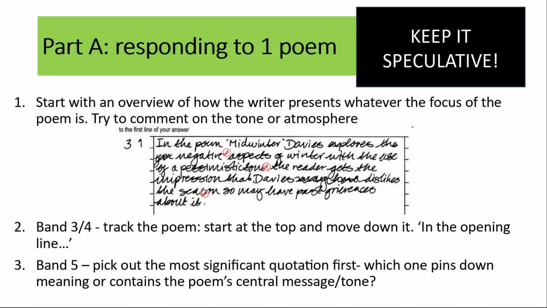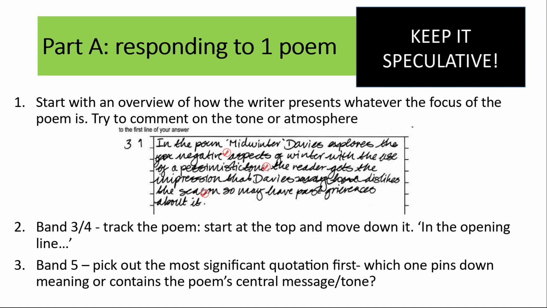Pin down the tone, and focus on the reader straight away. "The reader gets the impression." An impression is also a bit of an open, speculative word, isn't it? The key thing is, though, she just pins down, and it was definitely a she because I used to teach this student, that it's about the negative aspects of winter, and that's exactly what the poem is about, isn't it? So she shows straight away that she gets it, she understands it.